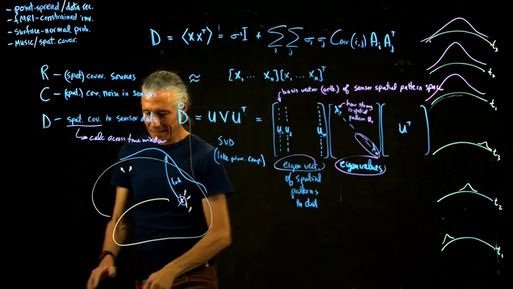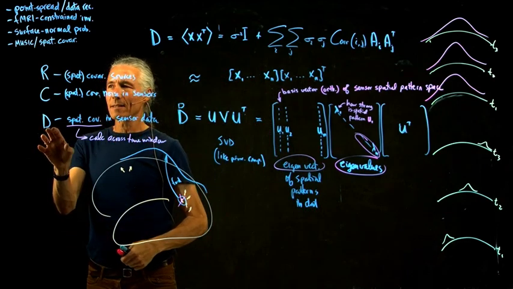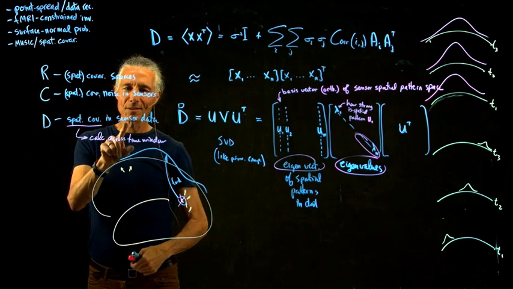Okay, that was a little rough, but hopefully you got the idea of how we can get some extra information from this spatial covariance of the sensor data.